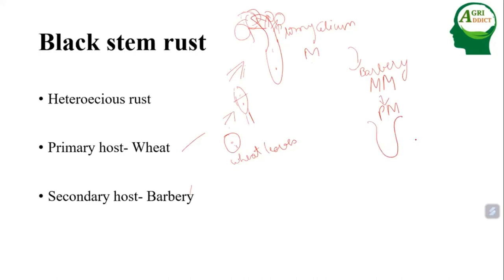Here you can find the spermatia and receptive hyphae. Spermatia is the male sex organ and receptive hyphae is the female sex organ. Please remember that.